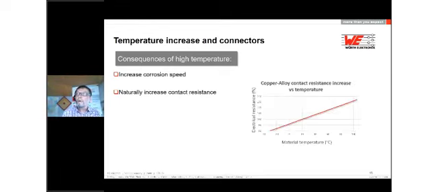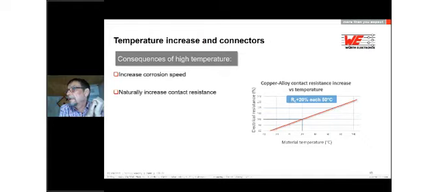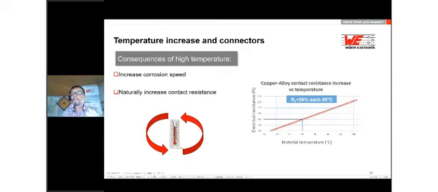Let's have a look at our copper alloy, because most of the power connectors are made of a copper alloy, for example, brass. And when we look at the material temperature curve regarding the electrical resistance, we see that we have an additional 20% resistance for each 50 degrees Celsius. So this is really a vicious circle. We have to take care about that.